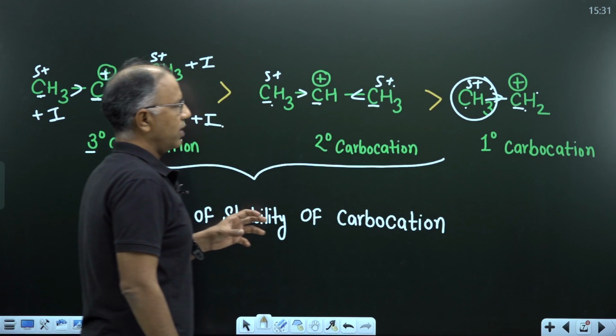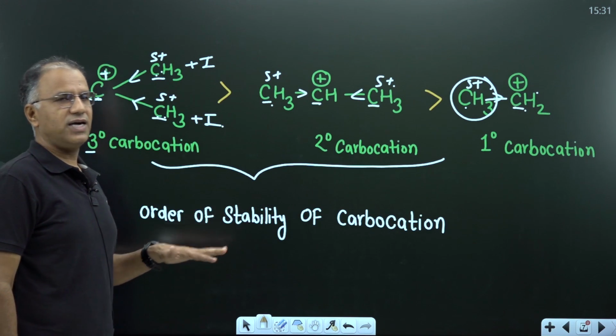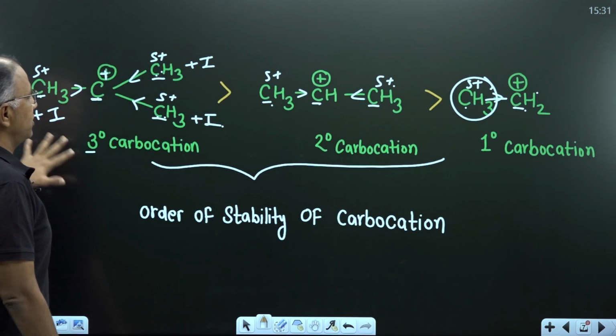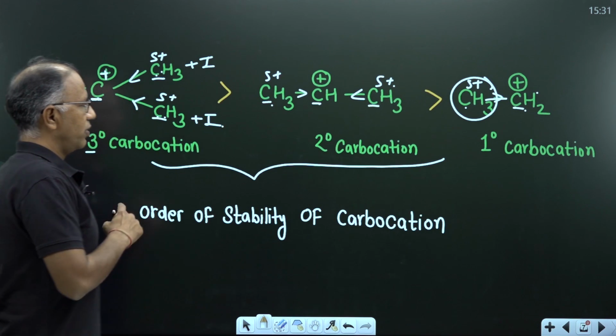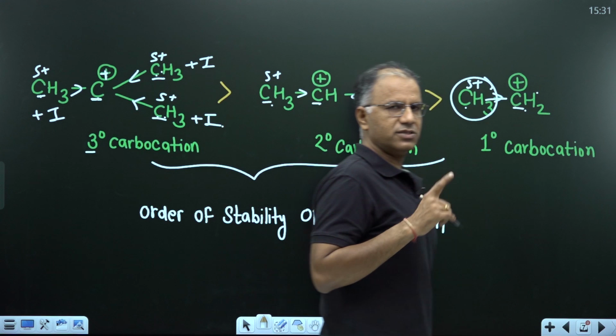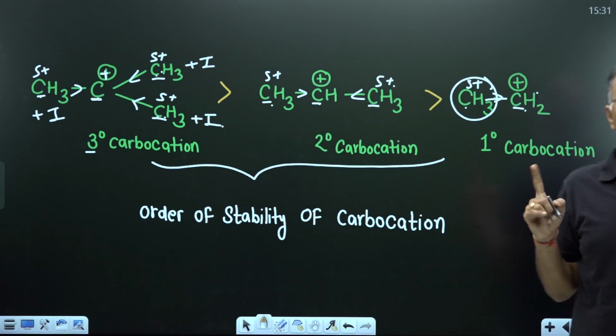So in which carbocation is there more dispersion of charge? The first one has more dispersion of charge, which means it will have more stability. So write down this example: 3-degree cation is more stable than 2-degree cation, which is more stable than 1-degree cation.